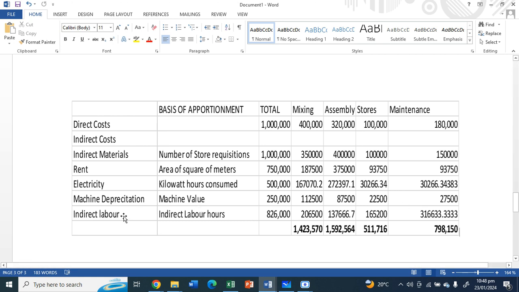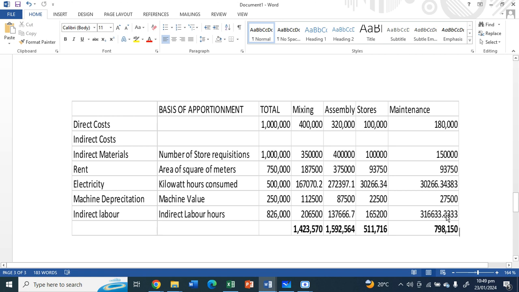Indirect labor, we used indirect labor hours. We're using the same process. Okay, we were splitting this 826,000 amongst all the departments. So mixing gets 206,500, assembly 137,667.7, stores 165,200, maintenance, this is 316,633.3.